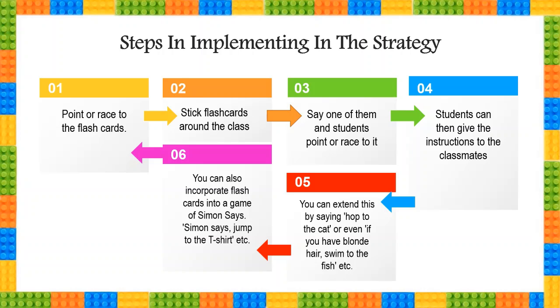Fifth, you can extend by saying hop to the cat, or even if you have blonde hair, swim to the fish, etc. Sixth, you can also incorporate flashcard into a game of Simon Says. Simon Says, jump to the teacher, etc.